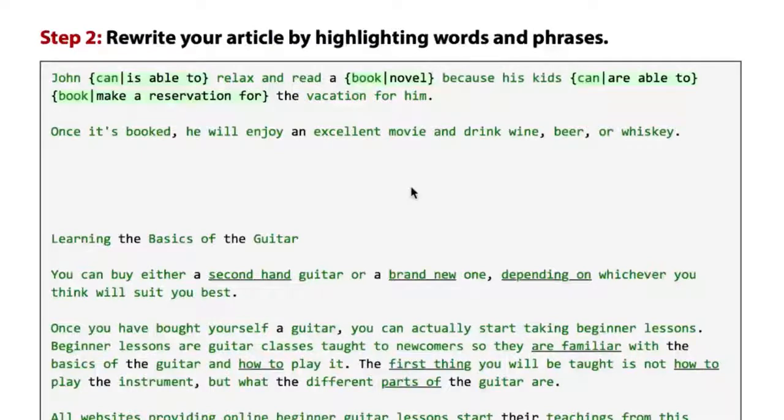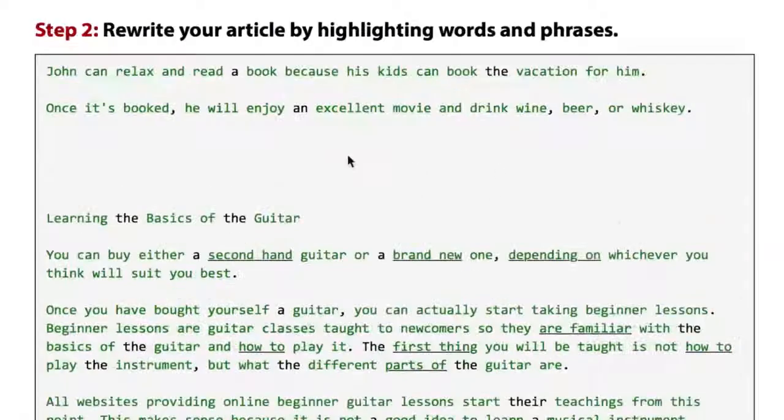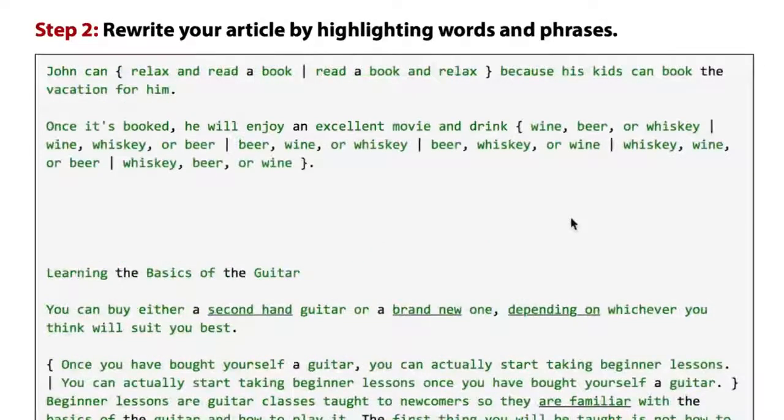It can also change the structure of your sentences. Let's take these two sentences for example. John can relax and read a book because his kids can book the vacation for him. Once it's booked, he will enjoy an excellent movie and drink wine, beer or whiskey. Here, spinrewriter knows that book belongs to the verb read, so it's able to automatically change the order of these two phrases while making sure it all still makes perfect sense. It also knows that here we're just naming a set of drinks, and that these drinks can be reordered and still make perfect sense.